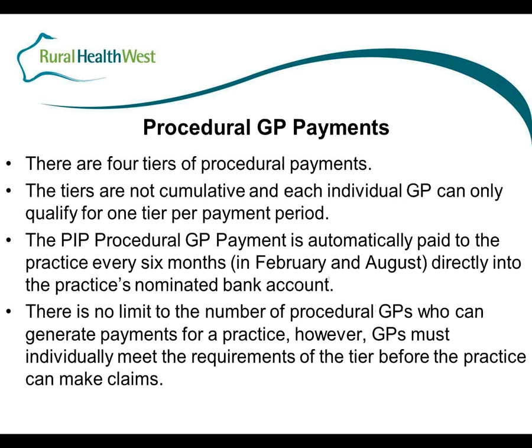There are 4 tiers of procedural payments. The tiers are not cumulative and each individual GP can only qualify for one tier per payment period. The PIP procedural GP payment is automatically paid to the practice every 6 months in February and August, directly into the practice's nominated bank account. There is no limit to the number of procedural GPs who can generate payments for a practice. However, GPs must individually meet the requirements of the tier before the practice can make their claim.